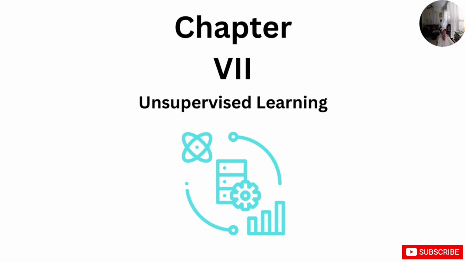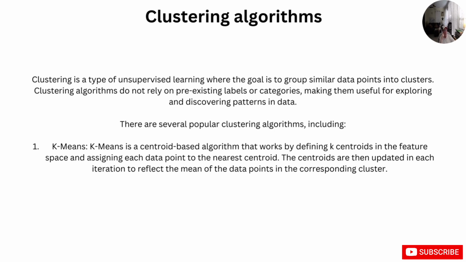Chapter 7, Unsupervised Learning. Clustering algorithms. Clustering is a type of unsupervised learning where the goal is to group similar data points into clusters. Clustering algorithms do not rely on pre-existing labels or categories, making them useful for exploring and discovering patterns in data. There are several popular clustering algorithms, including number one, k-means.